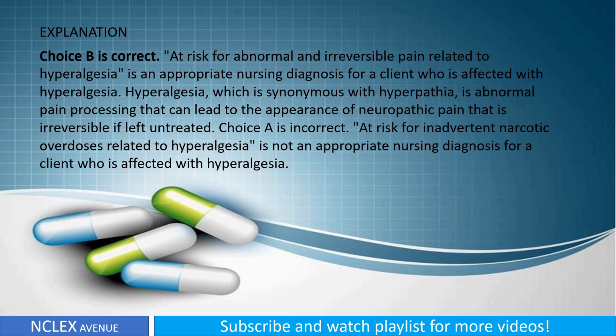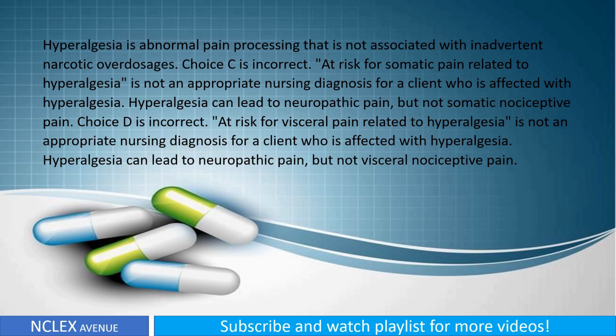Choice A is incorrect. At risk for inadvertent narcotic overdoses related to hyperalgesia is not an appropriate nursing diagnosis for a client who is affected with hyperalgesia. Hyperalgesia is abnormal pain processing that is not associated with inadvertent narcotic overdoses. Choice C is incorrect. At risk for somatic pain related to hyperalgesia is not an appropriate nursing diagnosis for a client who is affected with hyperalgesia. Hyperalgesia can lead to neuropathic pain, but not somatic nociceptive pain.